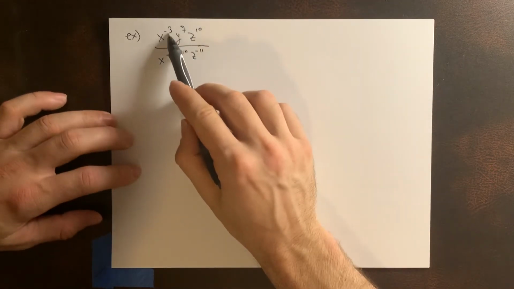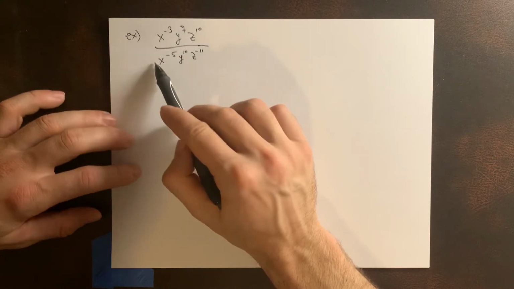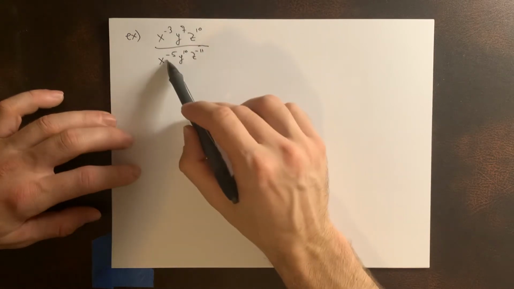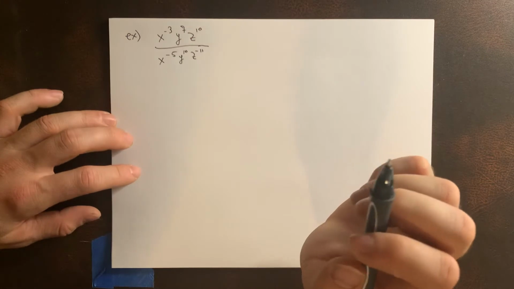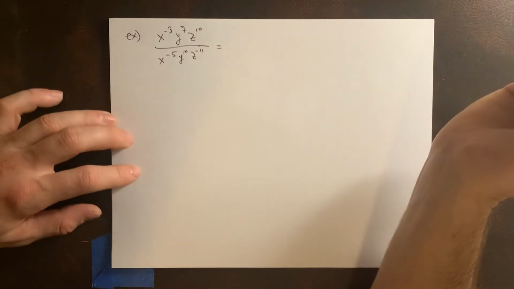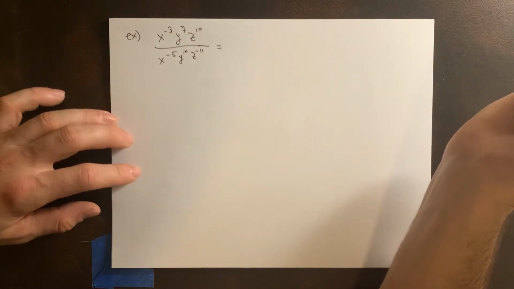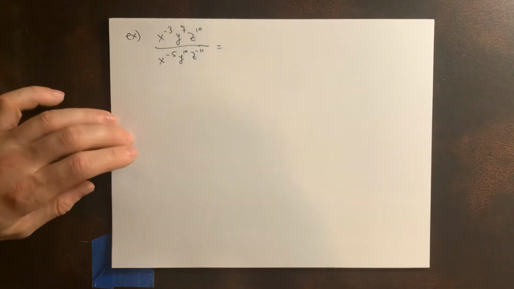So you see here we have an x to the minus 3. So that's going to go into the bottom. And then this x to the minus 5 is going to go on the top. Let's see, do we really want to do that? Here, let's do something else.